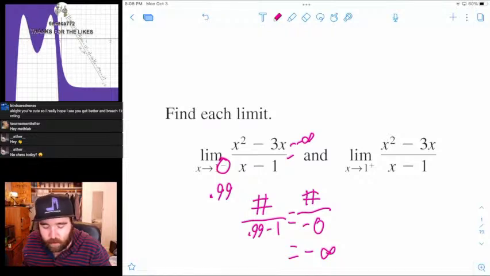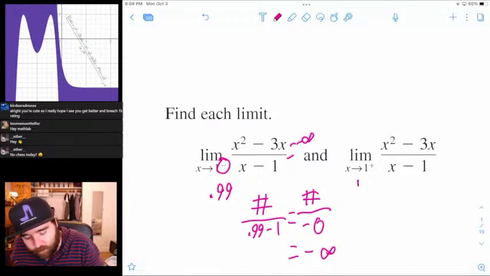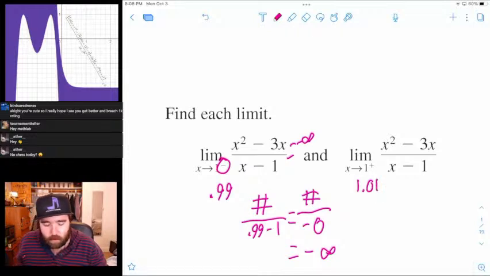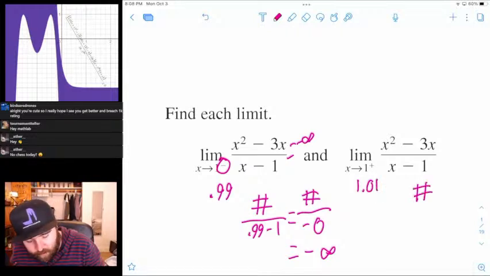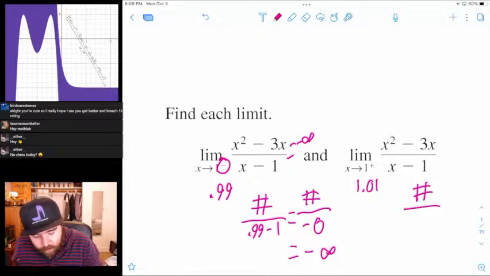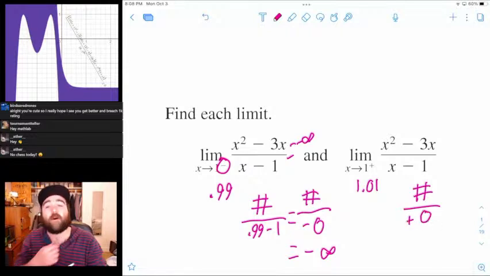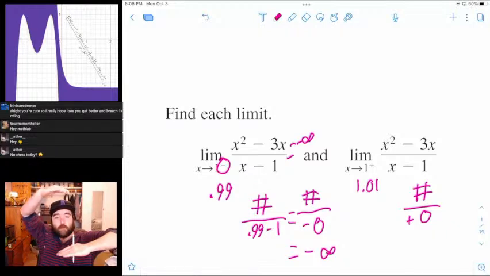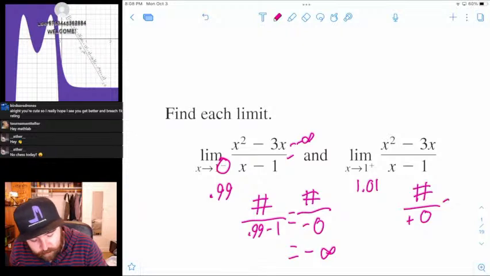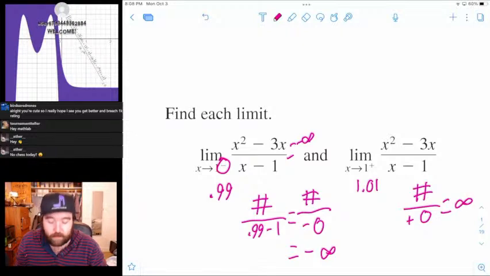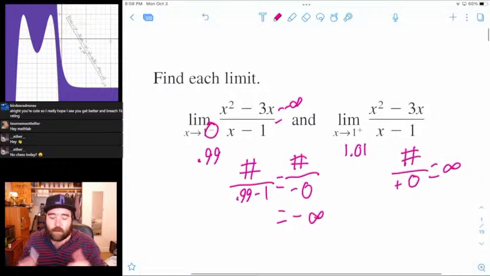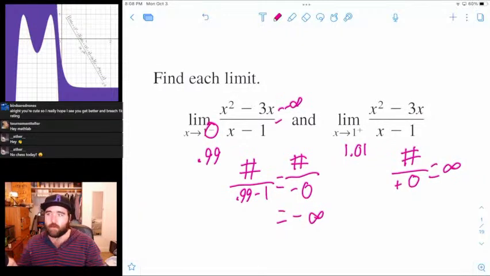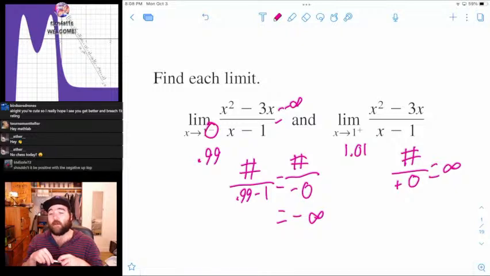But then what about the other one? A number just bigger than 1? So like if we plug in 0.01, well, then we get some number divided by a positive, really small number. Positive basically 0. And so if we do a number divided by a really small number, well, then that's positive infinity. And so that's the answer to that limit. So notice that we didn't really plug in those numbers. We just thought about plugging in those numbers. And that showed us whether we needed a positive infinity or a negative infinity.